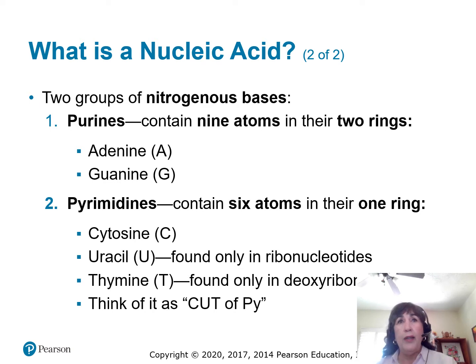There are 4 nitrogenous bases, and they fall into 2 basic groups, the purines and the pyrimidines. The purines have 2 rings, and the nitrogenous bases in this group are adenine and guanine. A mnemonic device to remember that is pure as gold. As gold reminds us of adenine and guanine. The pyrimidines only have 1 ring, and the nitrogenous bases in this group are cytosine, uracil, thymine, and we can think of this as a mnemonic device: cut the pie, cut the pie.